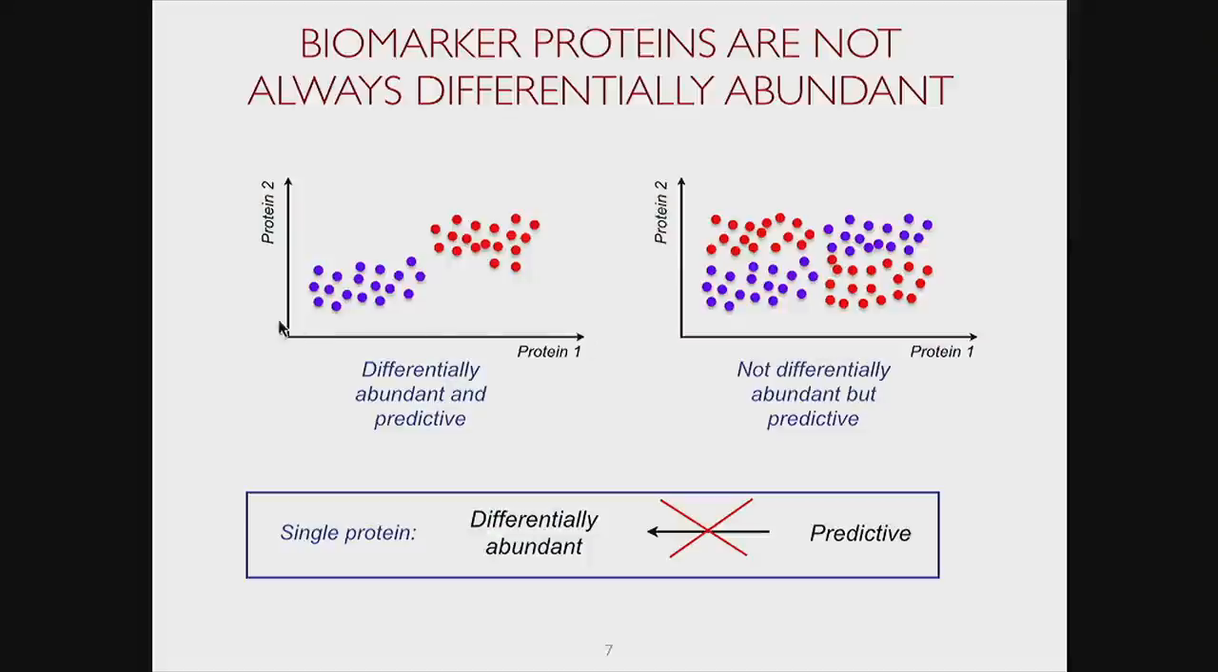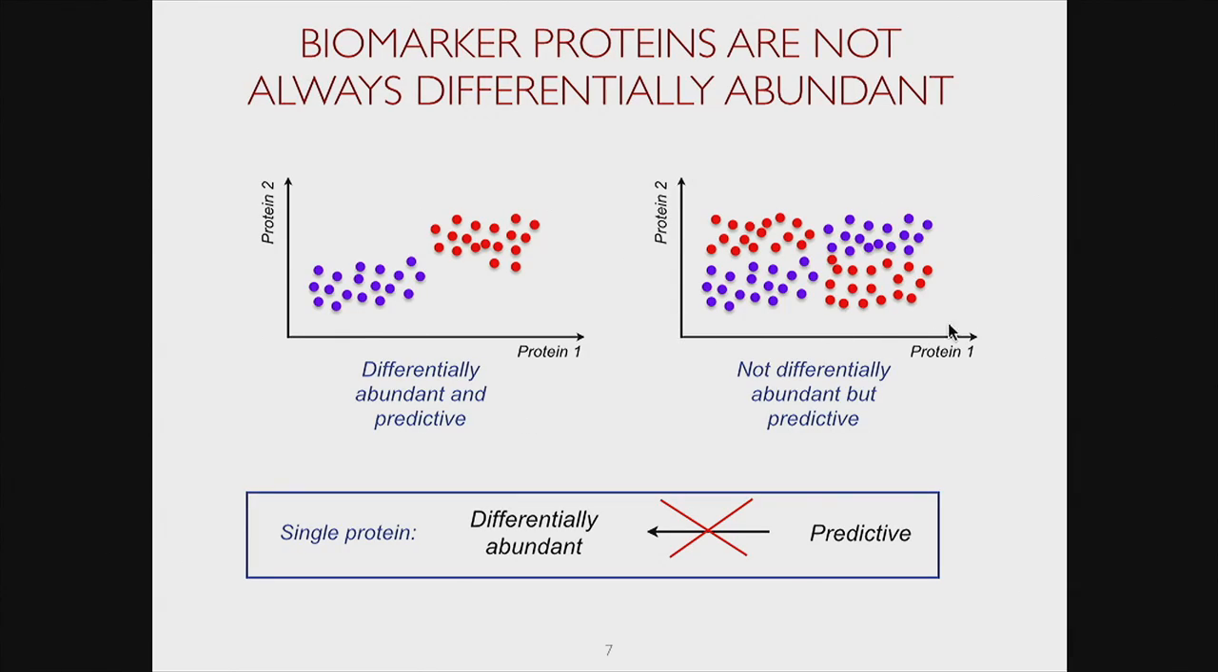And here's another situation. Now this is the opposite, where we can have a biomarker which is predictive, but doesn't necessarily have a small p-value. It doesn't necessarily change between the groups. Here the blue dots are healthy subjects and the red dots are disease. We have two proteins. You see that protein 1 is low for healthy and high for disease. Protein 2 is low for healthy and high for disease. So this will be both differentially abundant and predictive.